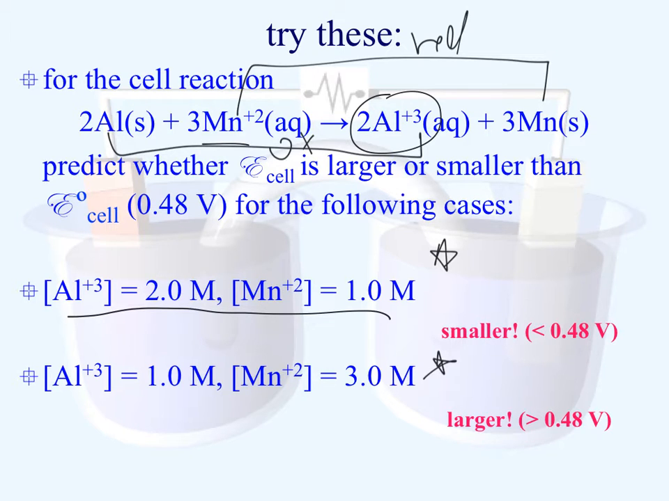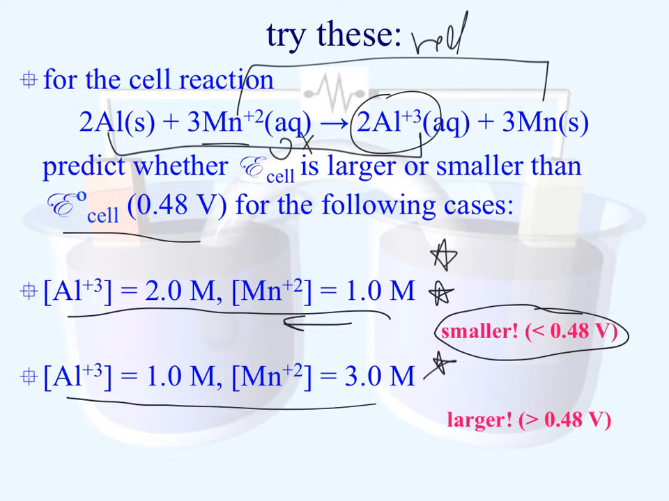In that type of situation, if we increase the amount of product, our equilibrium is going to shift to the left. If our equilibrium shifts to the left, that electromotive force, or the transfer of electrons that we're seeing, is going to be reduced. So under these conditions, we're going to have a smaller E cell than the E cell not that you could calculate or look up on the table based on standard conditions.